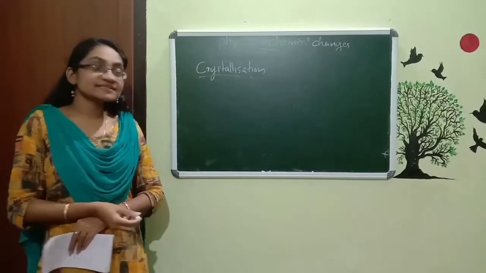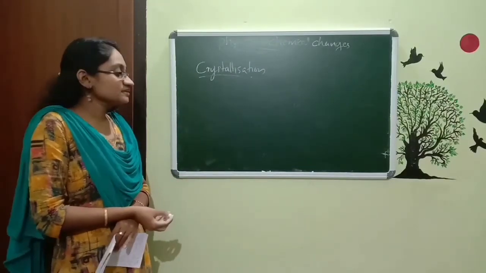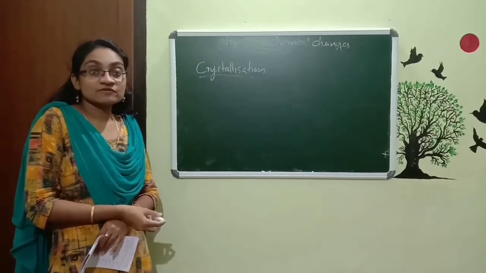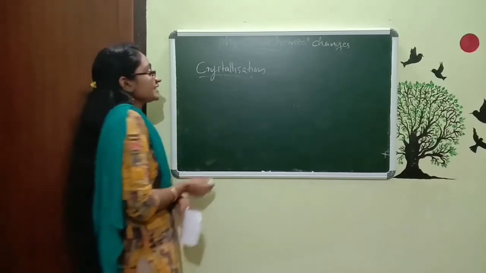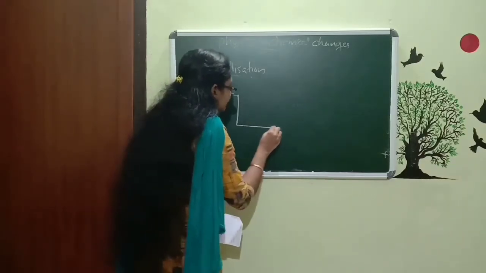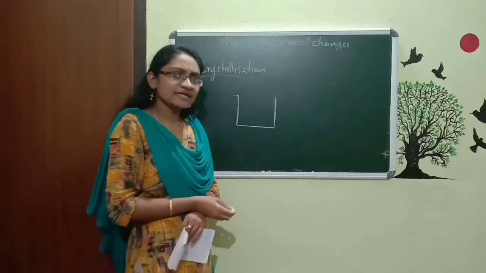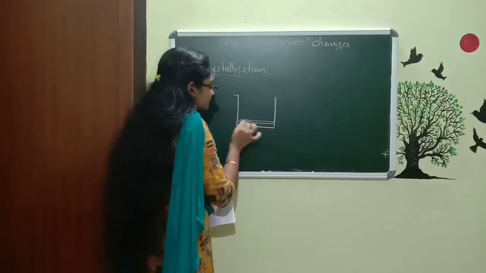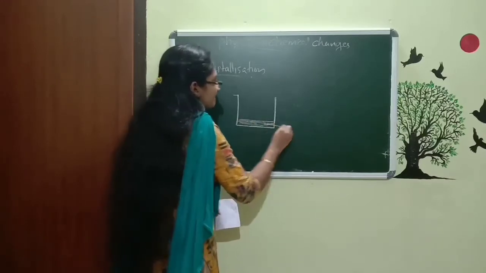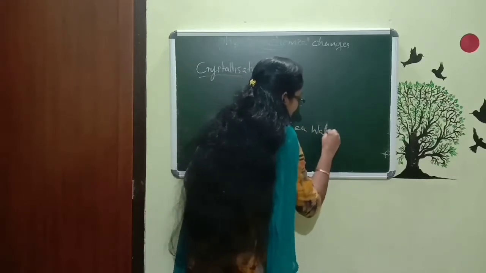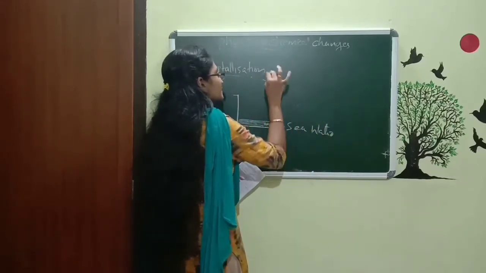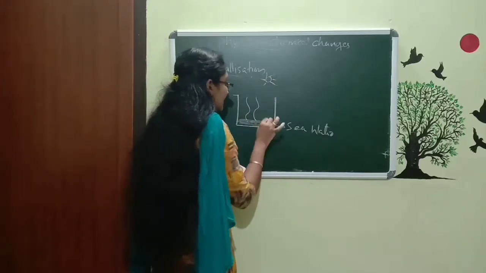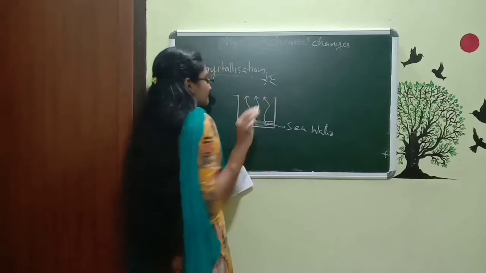Actually, you are familiar with this crystallization from your previous classes itself. That means how we are making salt from sea water. We are making the salt from sea water by the process of evaporation. That means when we collect some sea water in a beaker and put it in the sunlight, what happens? Evaporation occurs and the water escapes from it.